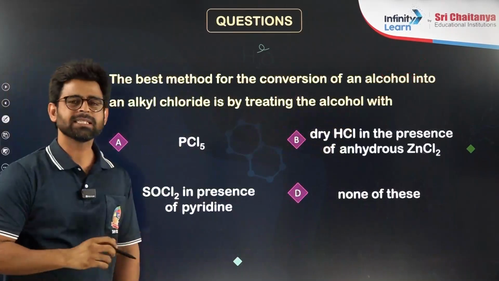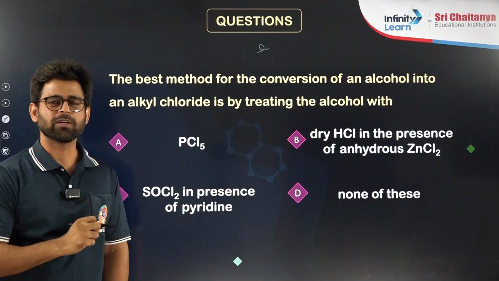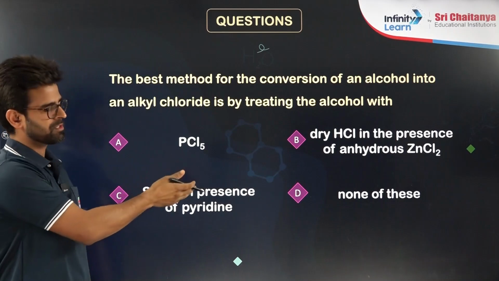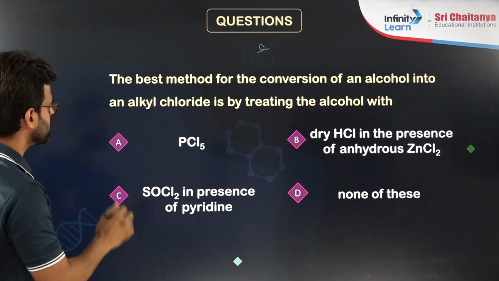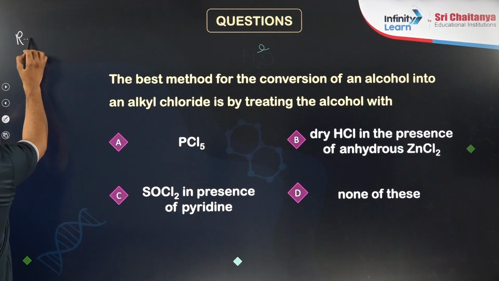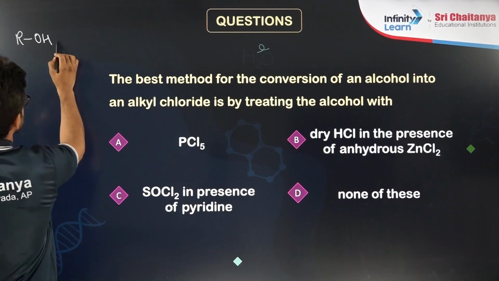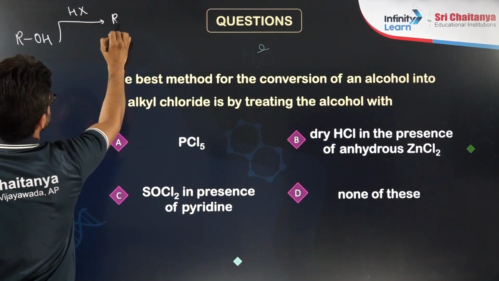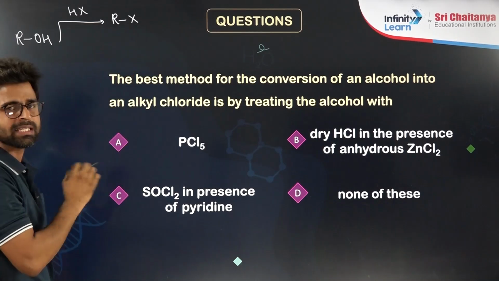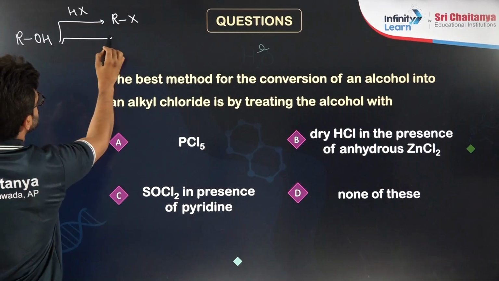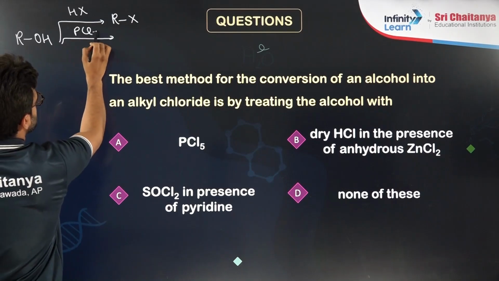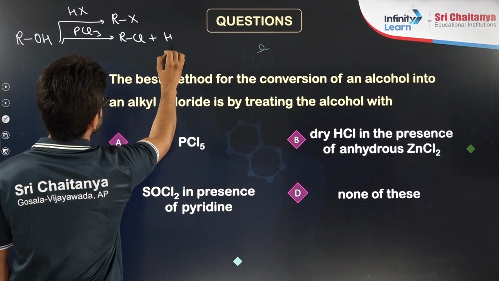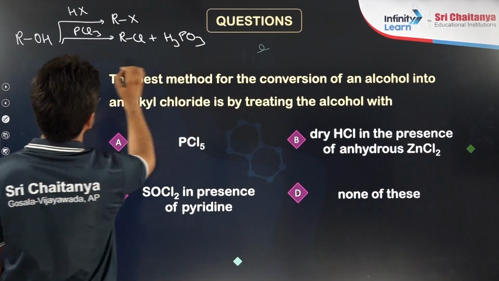The next question is related to the preparation of haloalkanes using alcohols. It is one of the first questions in NCERT, the first topic. In short, I have alcohol and from alcohol I want to make haloalkane. So we can use HX like HCl, HBr, HI. Otherwise you can use PCl3 or PX3, which will give us RCl, and with this it will give us H3PO3.